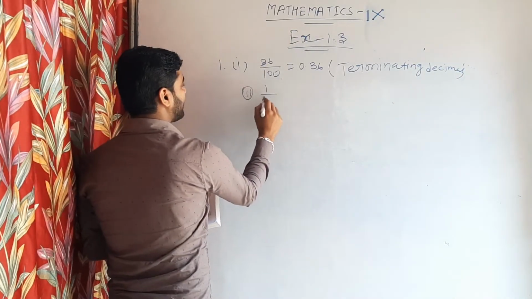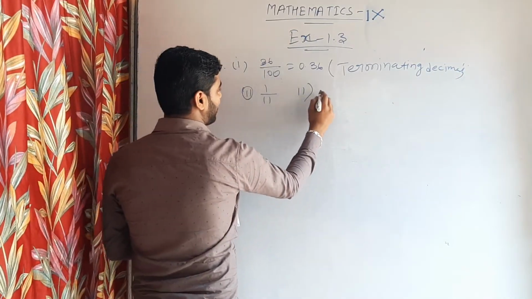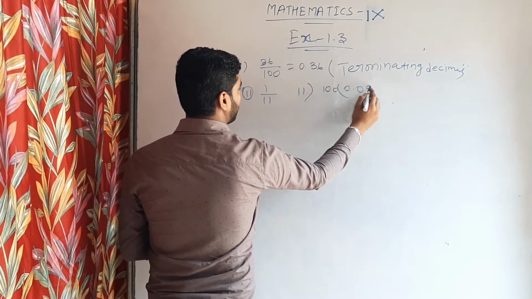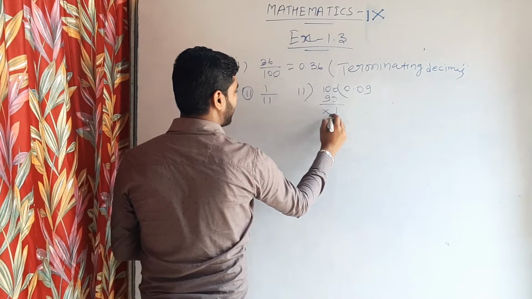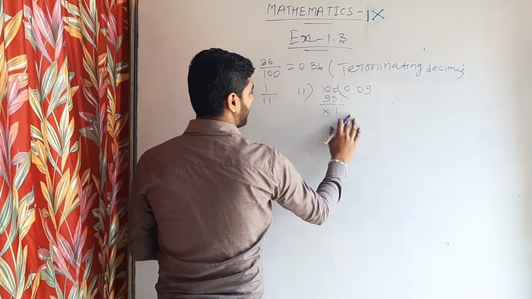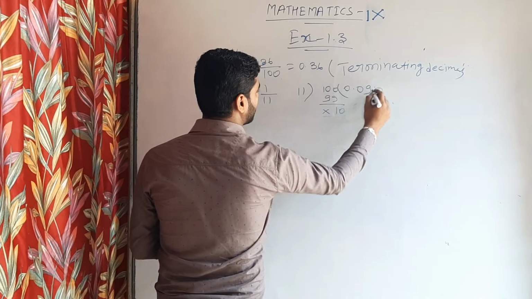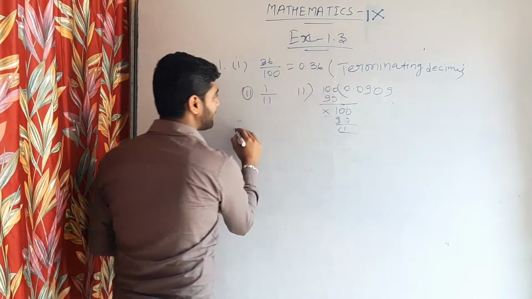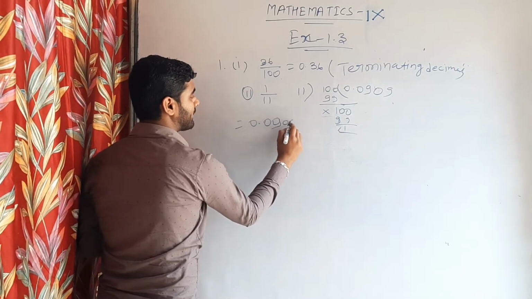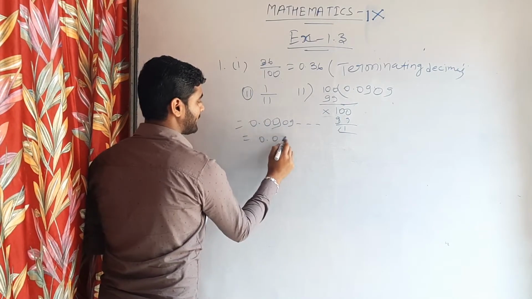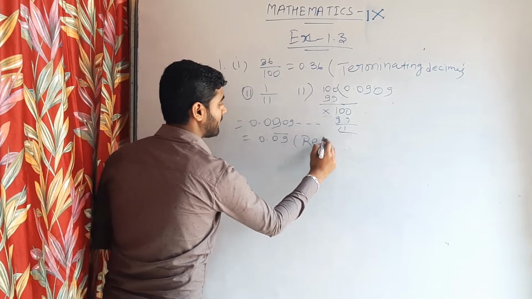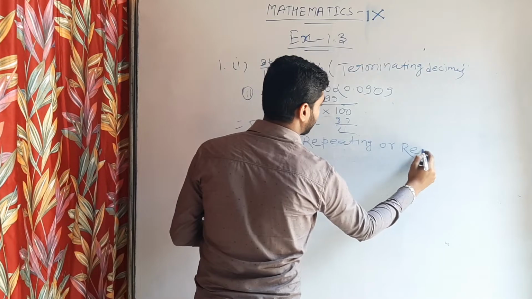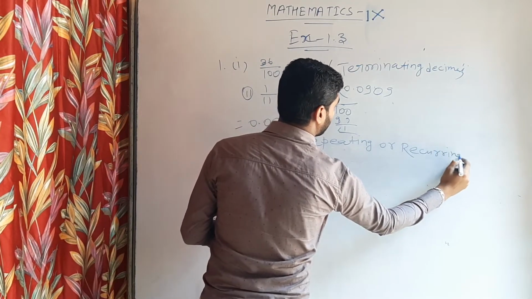Second, 1 by 11. We divide 1 by 11, 0.0. Now 11 nines are 99. Again we write 0. Again 11 nines are 99. So we write 0.0909, so 0.09 recurring. So it is a repeating or recurring decimal.